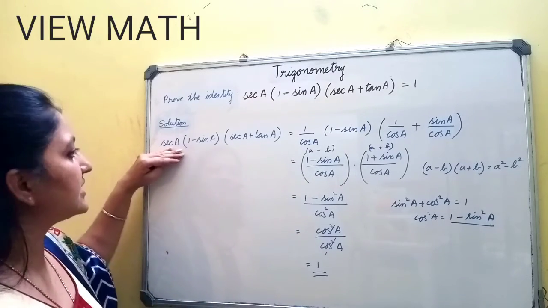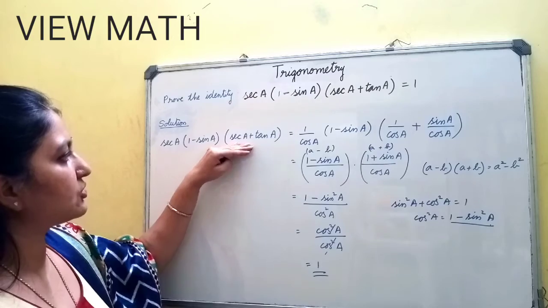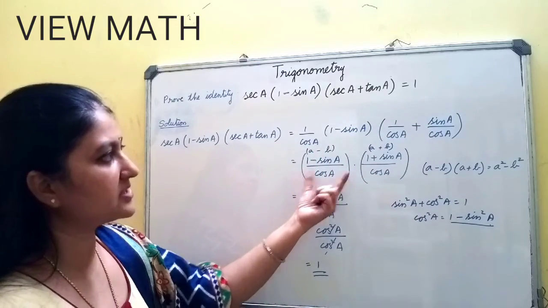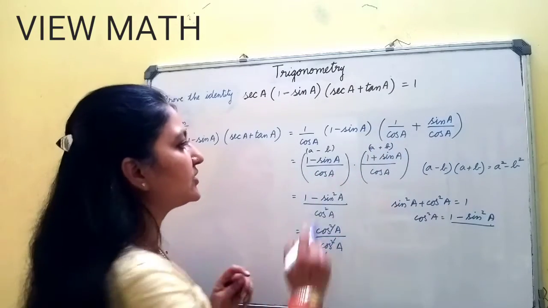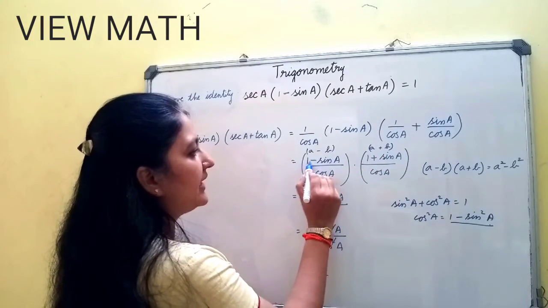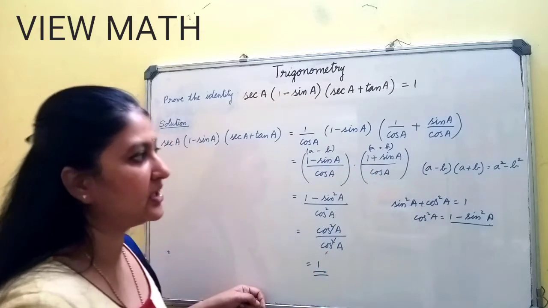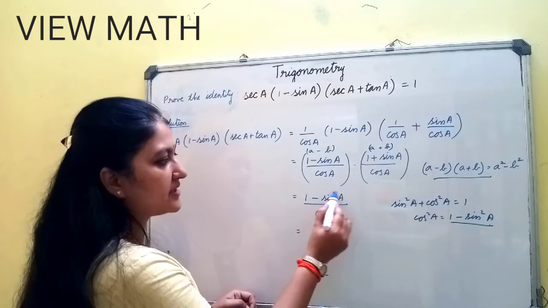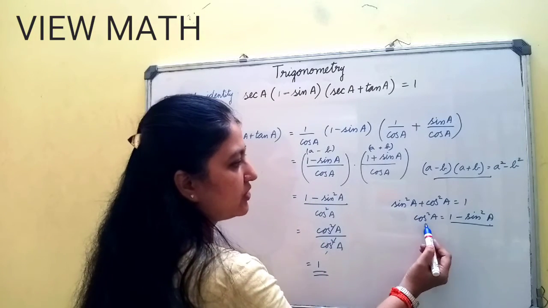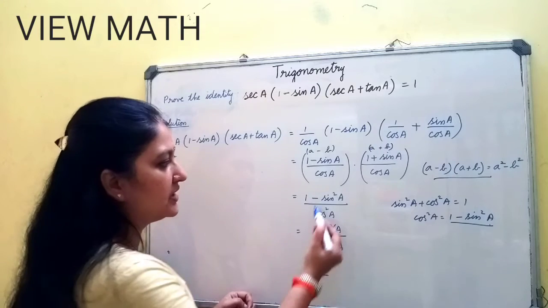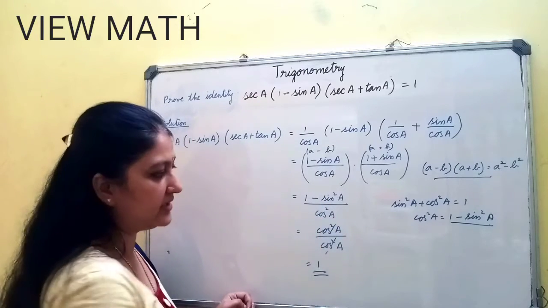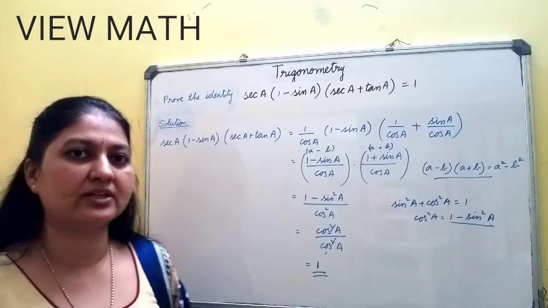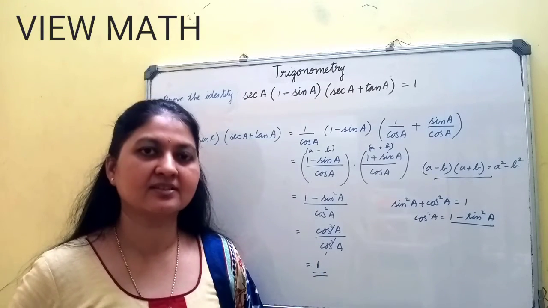So I have changed the secant A into 1 by cos A. Here also I am changing it to 1 by cos A and sin by cos A. I am combining these two terms and these terms, and you can see the numerator is in the form A minus B and A plus B. So I am using the formula A square minus B square. So 1 minus sin square A. You know the relation cos square A is equal to 1 minus sin square A, so I am changing this as cos square A. So I am cancelling the numerator and denominator. You get 1. So very simple to do.